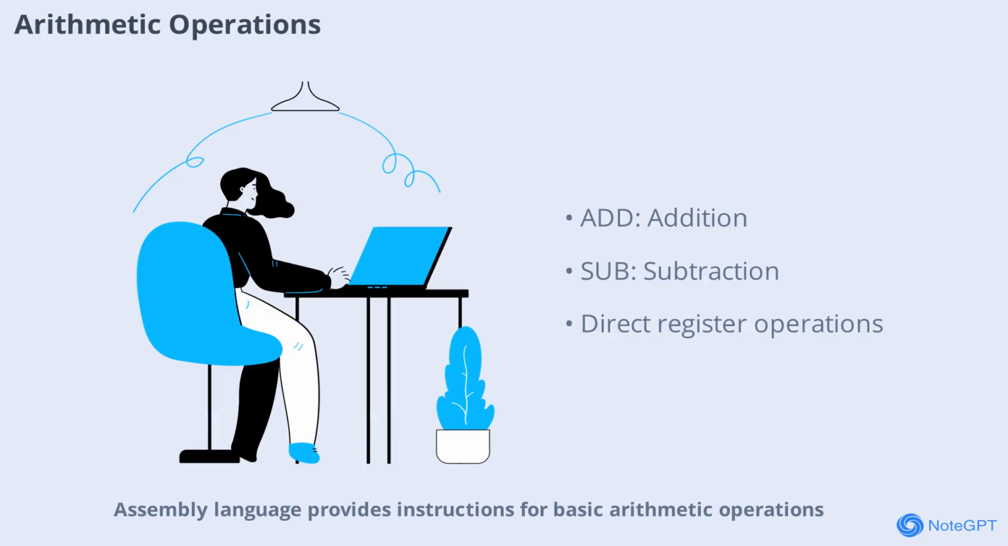Assembly language provides instructions for basic arithmetic operations, such as addition, subtraction, multiplication, and division. These operations are performed directly on registers or memory locations. For example, the ADD instruction adds two values and stores the result in a register. Mastering these operations is essential for writing programs that perform calculations or manipulate data at a low level.